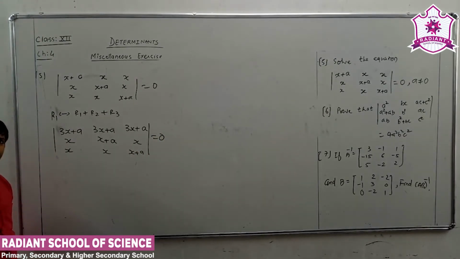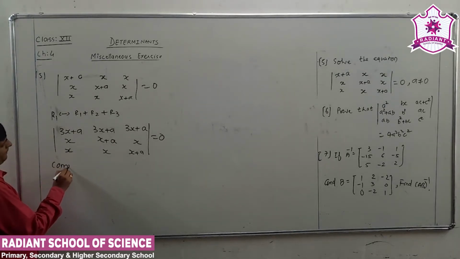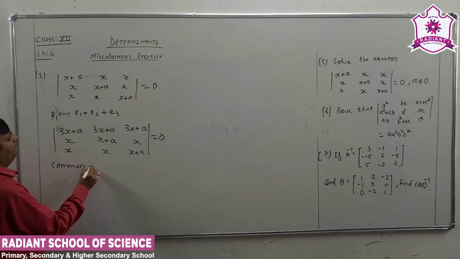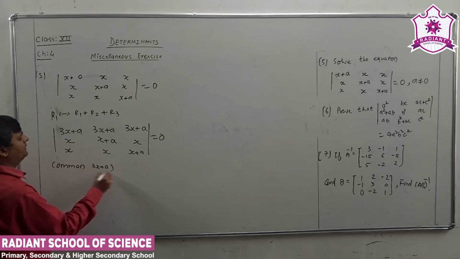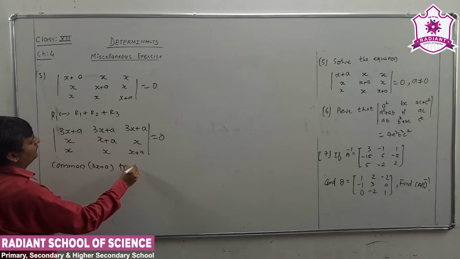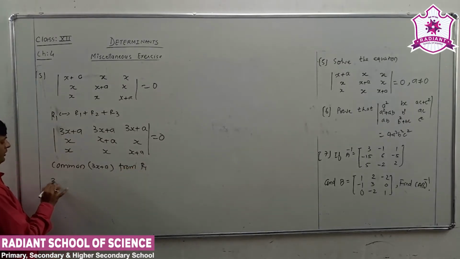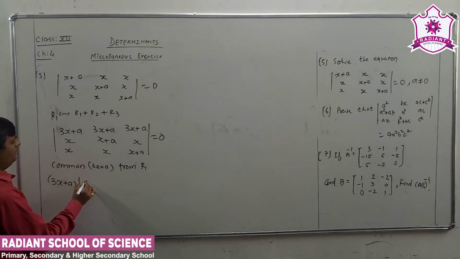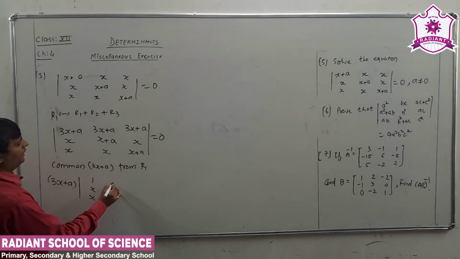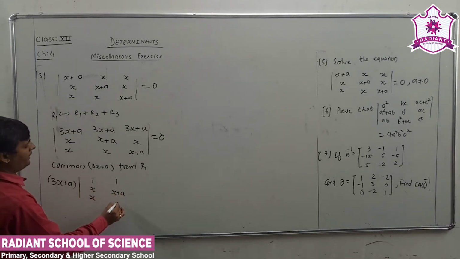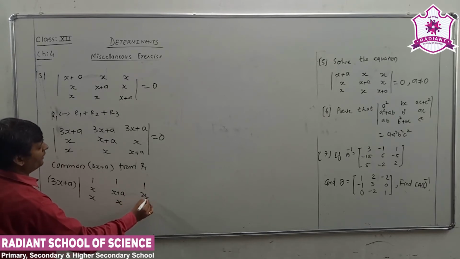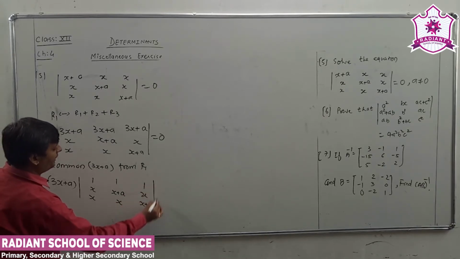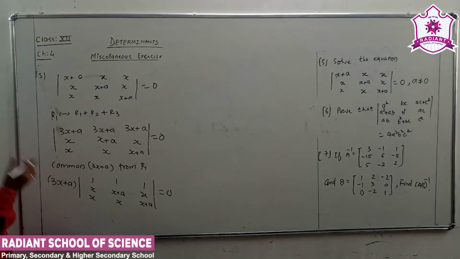Okay, and then simple common. So the common 3x plus a, okay, from R1, right? So 3x plus a is common, okay, into bracket, 1x, okay, again 1x plus a and x, again 1 into x and x plus a, right, is equal to 0. So what we do?